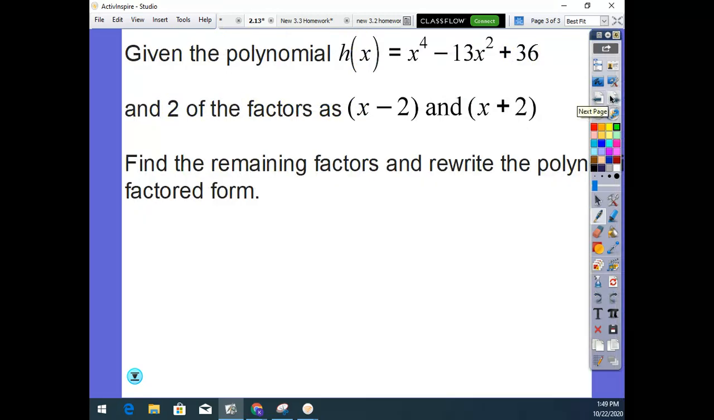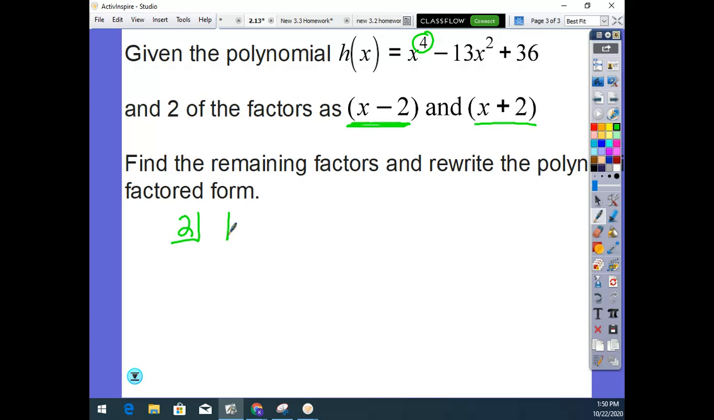All right, this one's going to be a little trickier for the synthetic. They give us 2, and that's because we're starting with x to the 4th. A couple of pieces of information here. First of all, positive 2 in the corner. Then we have 1 x to the 4th. Do you see that the x to the 3rd is missing? So we're going to have 0 x to the 3rd, negative 13 x squared, x is missing, 0x, 36.